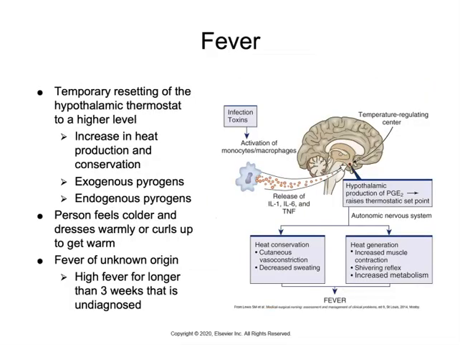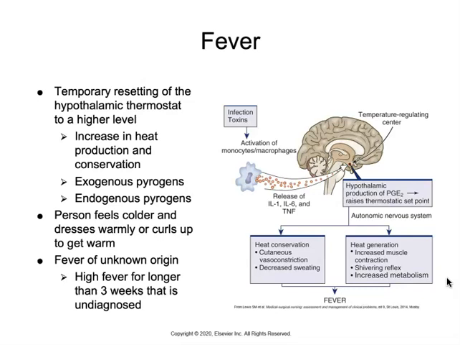All right, let's move into fevers, which are also referred to as febrile and pyrexia. Febrile is really just describing the state of having a fever, and pyrexia is more of a condition of also having a fever, having elevated body temperature. And it's really just a temporary resetting of our hypothalamic thermostat to a higher level. We know that our hypothalamus is the one that is going to set our normal body temperature. So we have an increase in heat production and conservation when we're trying to produce a fever.